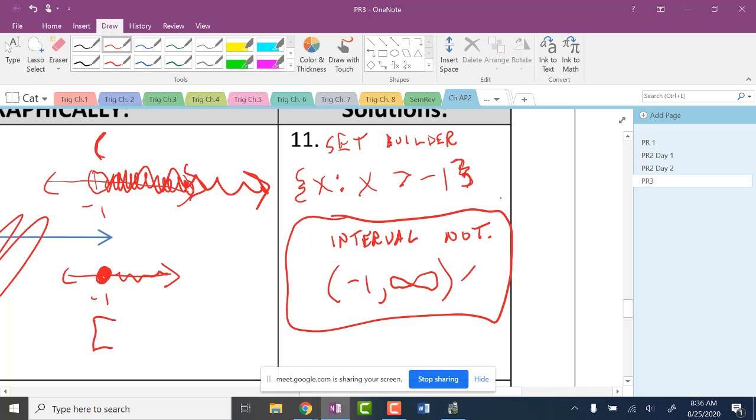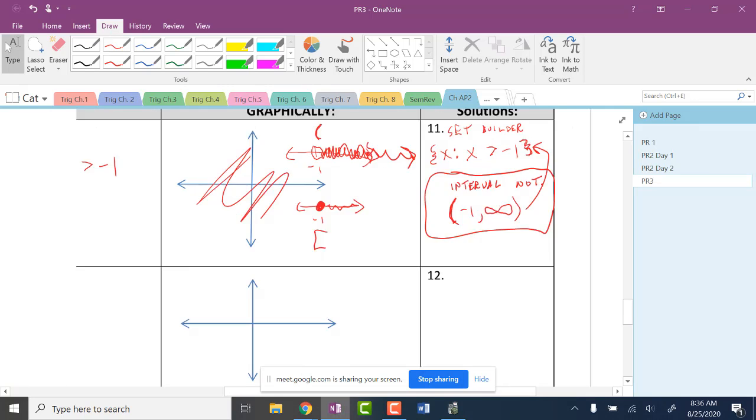This says the exact same thing as this. All right, x greater than -1, -1 not included, all the way to infinity. And that's the answer that we need to be used to, okay?